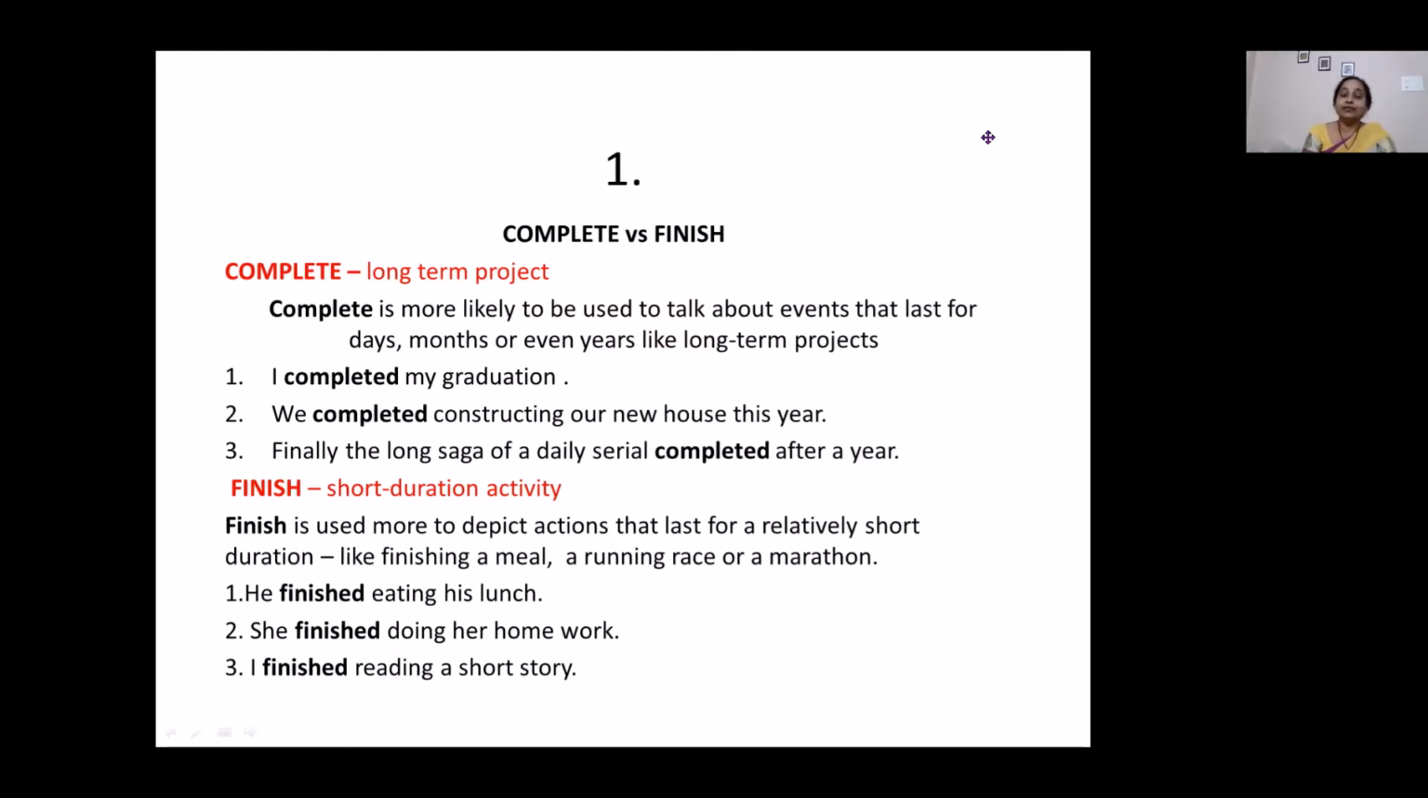Then next word, the word is finish. Finish is usually used for short-term activities. Look at the difference. There I use the word project and here I'm using the word activity. So finish is used more to depict actions that last for a relatively short duration, like finishing a meal, a running race or a marathon. So they take for a short time, a short duration.